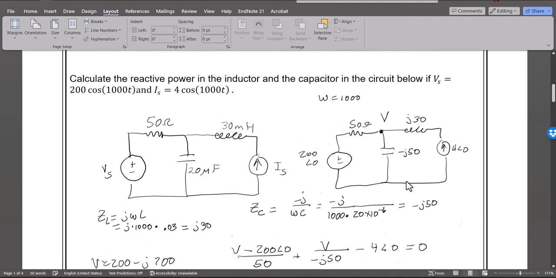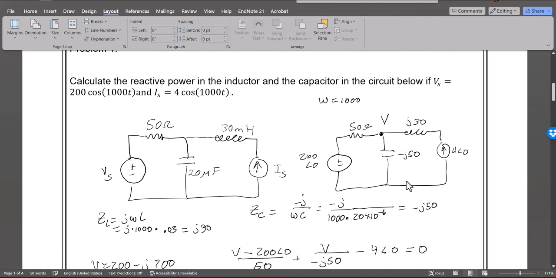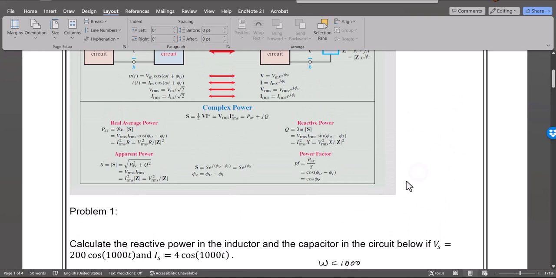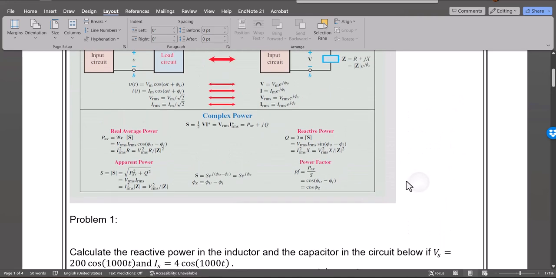Okay, so now let's see, how do we use that information to find the reactive power in the inductor and the capacitor? The capacitor will be easier. So let's get the current. Let's take a look at our various different options here.